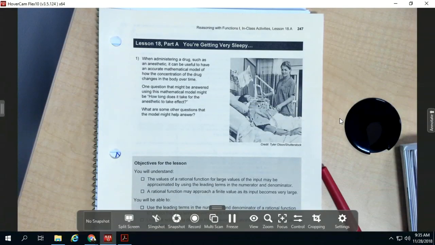Here we go. When administering a drug, such as an anesthetic, it can be useful to have an accurate mathematical model of how the concentration of the drug changes in the body over time. One question that might be answered using this mathematical model is, how long does it take the anesthetic to take effect?